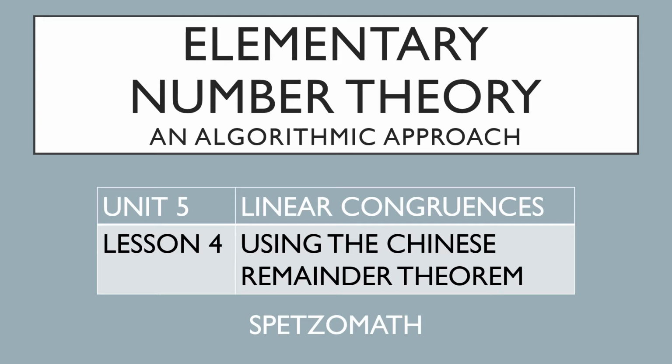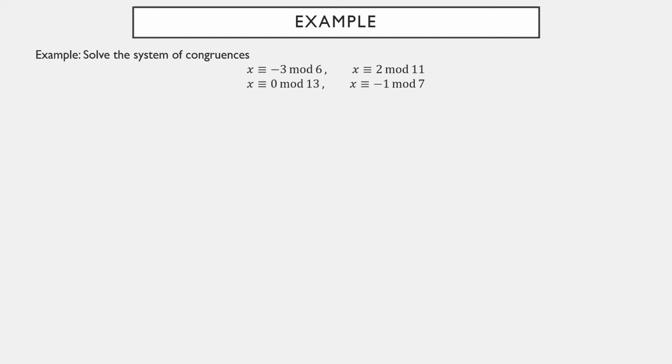Now we're going to develop several examples of using the Chinese remainder theorem to solve systems of linear congruences. So our first example is to solve the system of congruences given by x must be equivalent to -3 mod 6, but also equivalent to 2 mod 11, but also equivalent to 0 modulo 13 and -1 mod 7. So we actually have four equivalences to solve here.